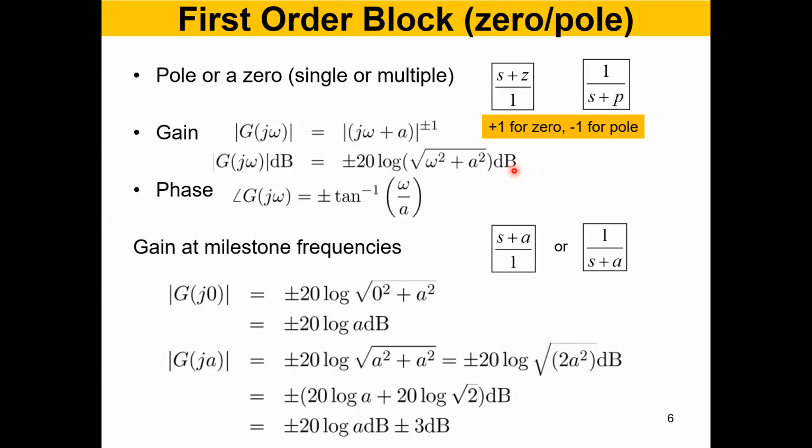Now, what about the phase? Phase is tan inverse of the imaginary part over the real part. So the imaginary part is omega, it is j omega on the vertical axis, over A, the real part, and you take the inverse tangent.